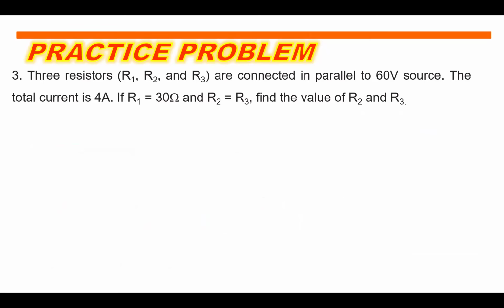Practice problem number 3. Three resistors, again R1, R2, and R3, are connected in parallel to a 60-volt source. The total current is 4 amperes. If R sub 1 is equal to 30 ohms and R sub 2 is equal to R sub 3, find the value of R2 and R3.